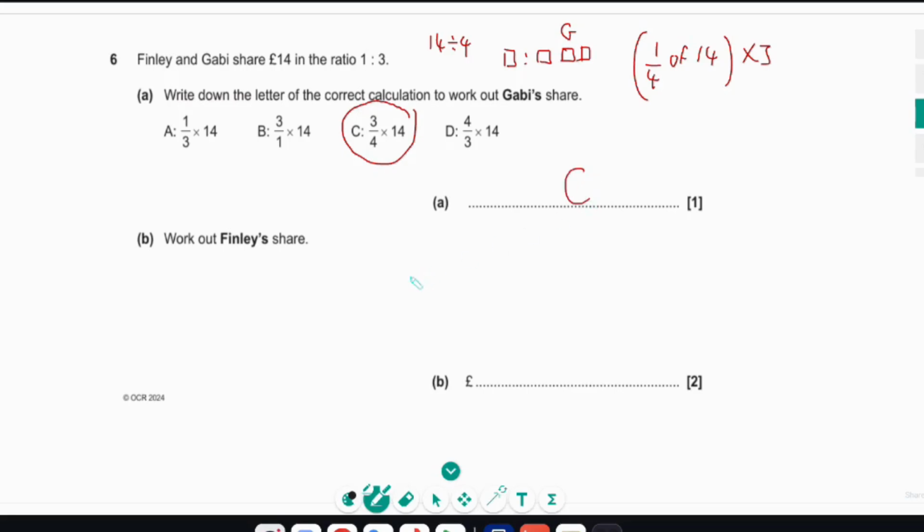Work out Finlay's share. Okay, so as discussed for part A, we've got 1 part to 3 parts. 14 divided by 4 to work out each part, 3.5. So each box here is worth 3.5. Finlay is on the left hand side here. £3.50.